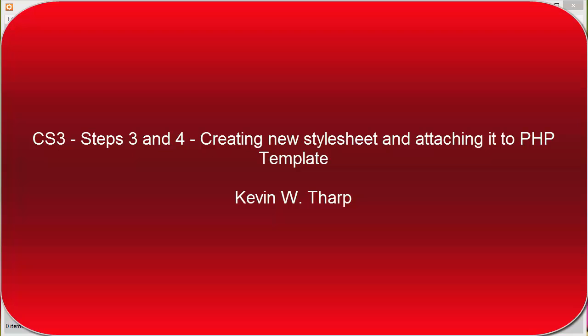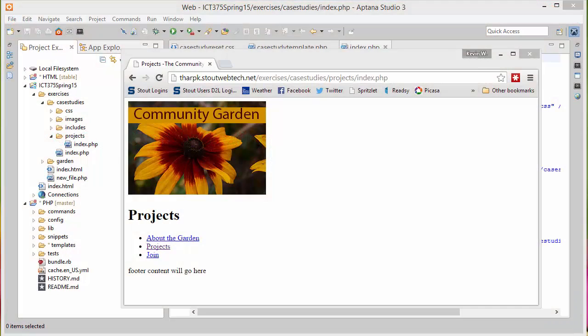We're continuing with the community garden case study. We are in case study part 3. We're going to be doing step 3 in this, and what we're doing in this one is we are going to be building up. We're going to create a new style sheet, and we're going to start building the presentation.